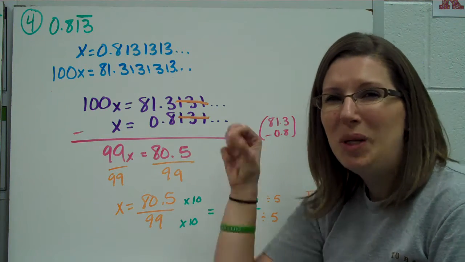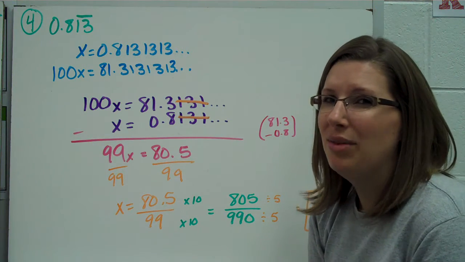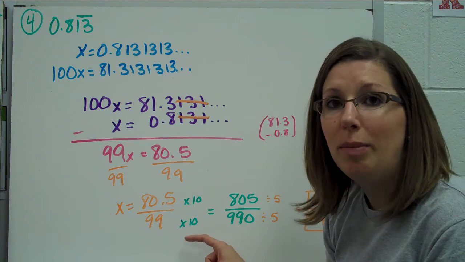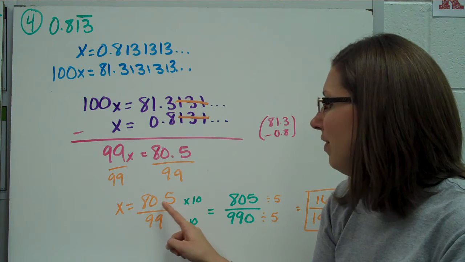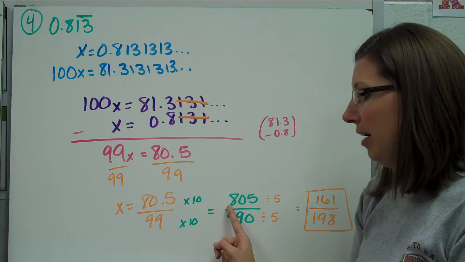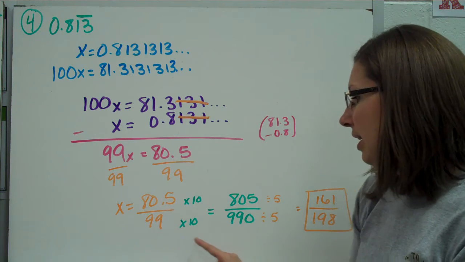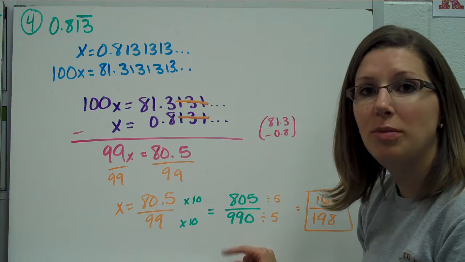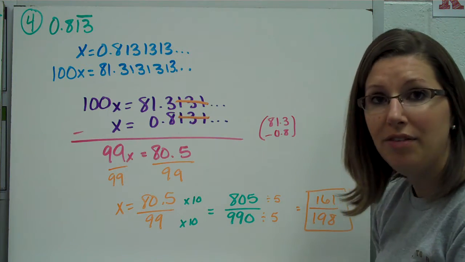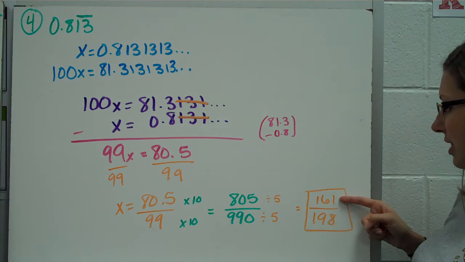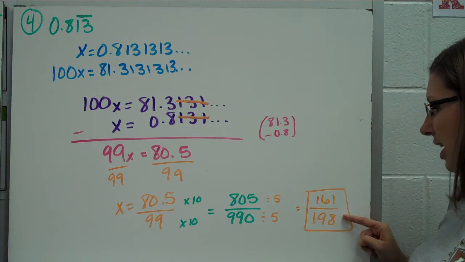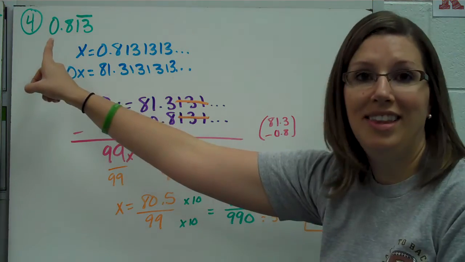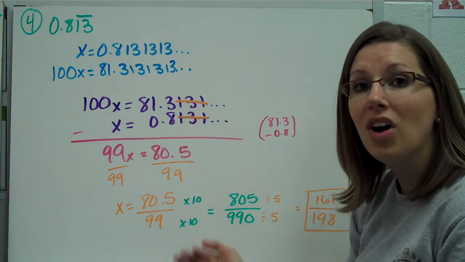Well, I've got a decimal inside my fraction. That's not really okay. To get rid of the decimal, we have to multiply the numerator and the denominator by 10. So 80.5 times 10 is 805. 99 times 10 is 990. I can simplify this fraction because they are both divisible by 5. When we do that, we get 161 over 198. I would have never guessed that that fraction was equivalent to this decimal, but it is. And we got there all through algebra.